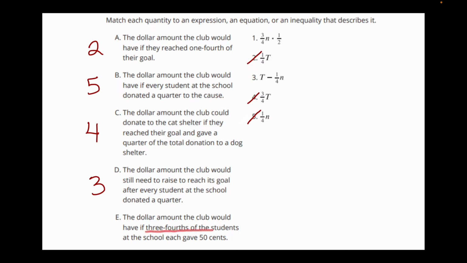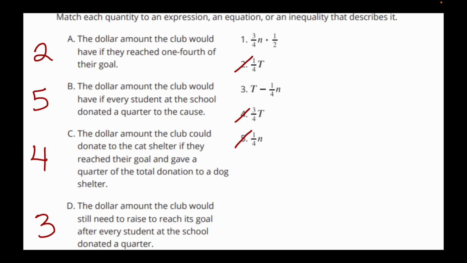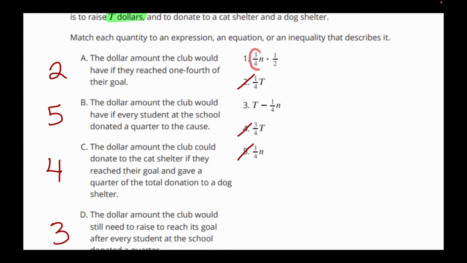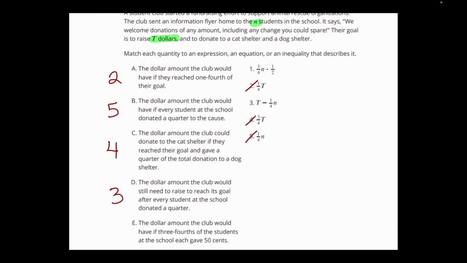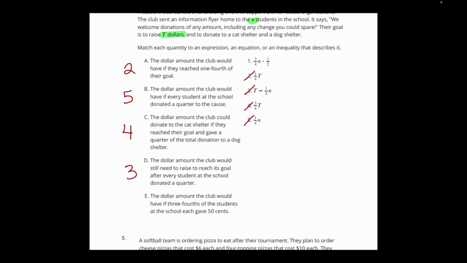If 3/4 of the students gave 50 cents, so 3/4 of the students, and then 1/2 as in half of a dollar. So yes, this one is going to match up as well. And I forgot to cross out number 3 here. So yes, number 1 is going to match with E, because that 1/2 is like half dollar.